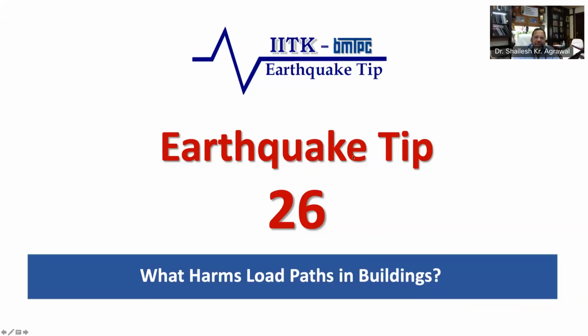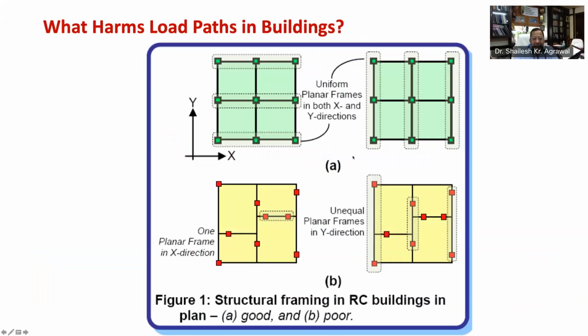Let us first take the most common types of RCC buildings with moment resisting frames or MRF, as you can see in this figure 1. A smooth transfer of inertia forces in a moment resisting frame is critically dependent on the geometry of the frame grid. Some of the desirable features of a frame grid include: number 1, several distinct planar and regular moment resisting frames placed parallel to each other in each of two perpendicular plan directions of the building.